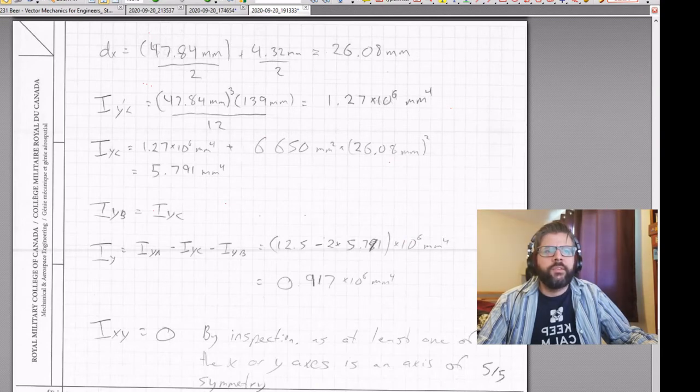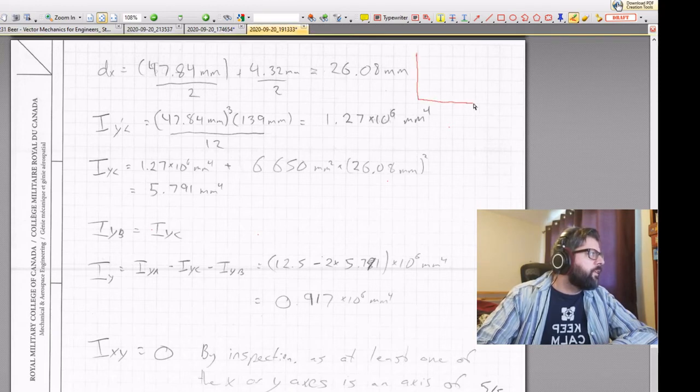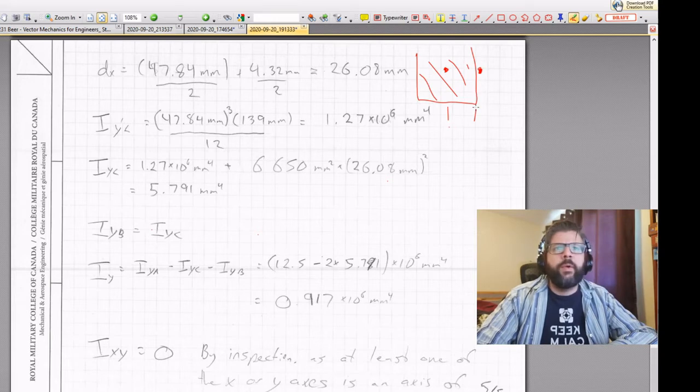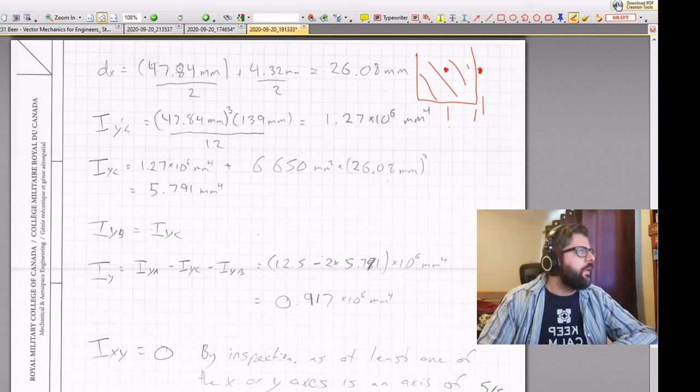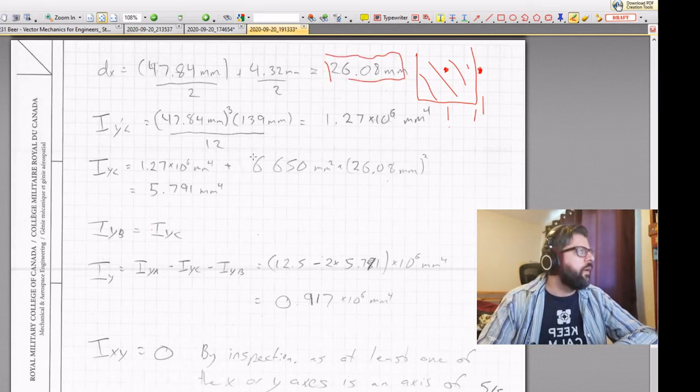So our dx isn't too difficult to find here. We've got the thickness of our shaded section here, and we're halfway through that. And then we also have halfway through the thickness of the web as well. So we've got 47.84 millimeters divided by 2 plus the 4.32 millimeters divided by 2. That gives us a dx of 26.08 millimeters.